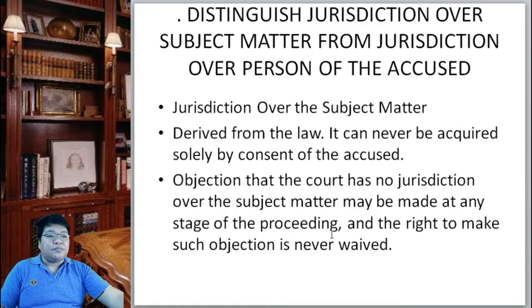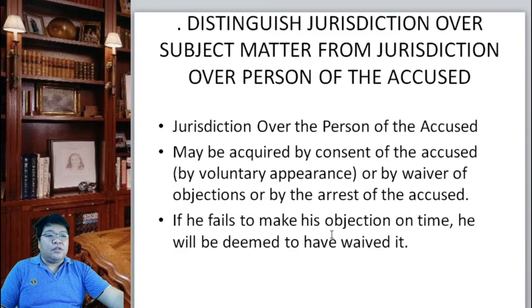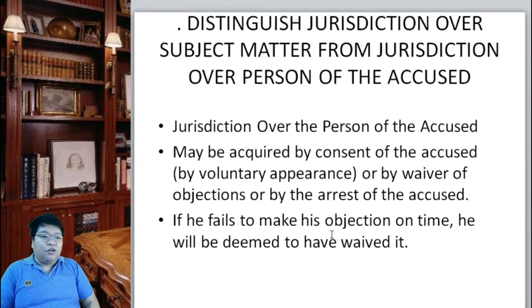Now, how about jurisdiction over the person of the accused? So, this jurisdiction over the person of the accused refers to the person. Now, how do you acquire jurisdiction over the person of the accused? Simple. First, by arrest. And if you are nagsuko ka, this is what you call surrender by voluntary appearance or by waiver of the objections by the arrest of the accused. Now, if he fails to make the objection on time, he will be deemed to have waived it.